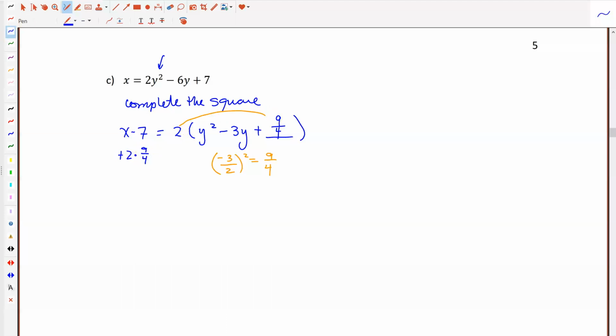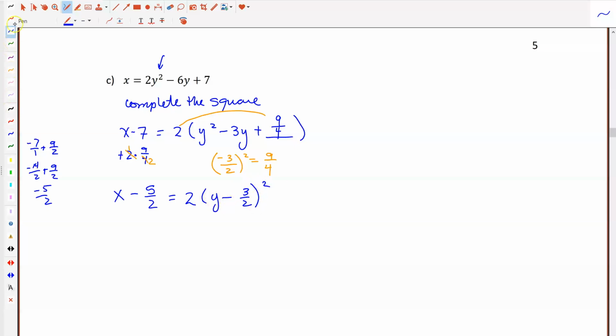Okay, so what do I get over here on the left-hand side? I'll have x, and then this thing that I'm going to be adding is actually going to be 9/2, but then I need to add that to the -7. So -7 plus 9/2 is -14/2 plus 9/2, which is -5/2. On this side I get x minus 5/2 is equal to, and on this side, let's go ahead and factor this: 2 parentheses y minus 3/2 squared.